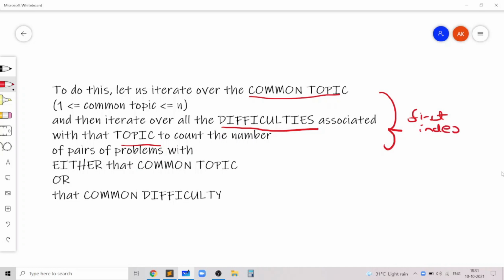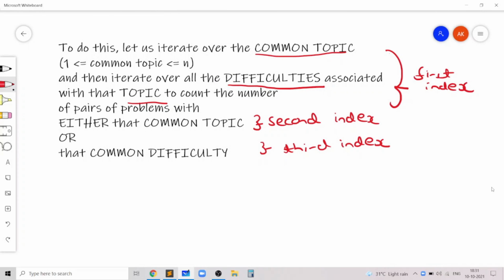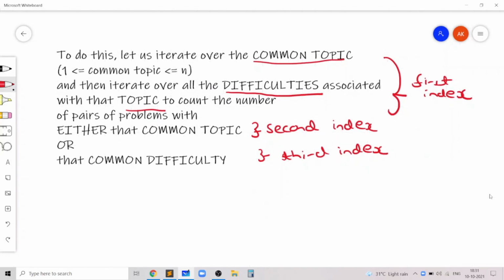Now to find the second and third index, we need to find out how many problems have a common topic and how many problems have a common difficulty. So those form our second and third indices, and basically we can find the number of such second indices. Let's say that value is given by x. We can find the number of such third indices that's given by y. Then the answer will basically increase by x into y, and that's the count of bad triples.